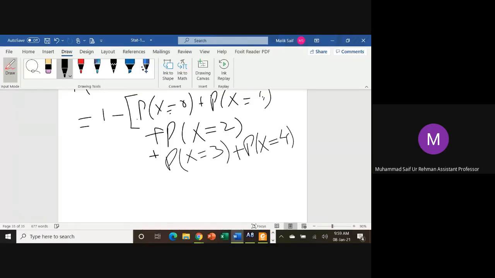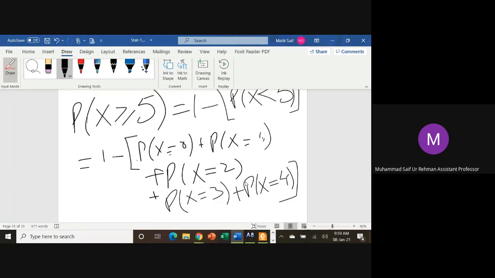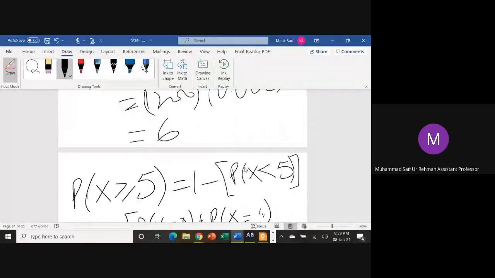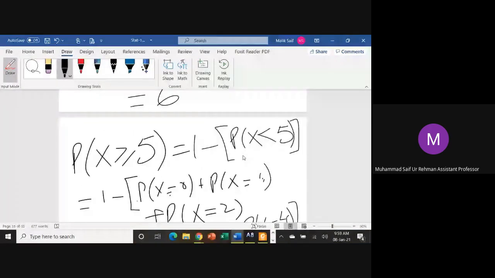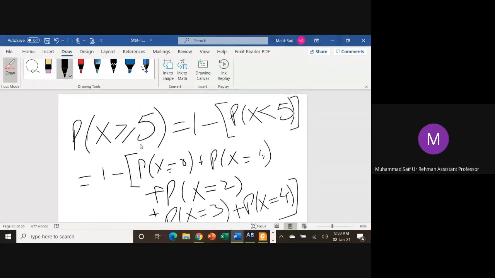For each term you will use the Poisson probability distribution formula, and you can take help of the probability distribution table. But if 0.005 is not there, that would not help you, so you will use your calculator. Calculate all these probabilities separately, add them, and subtract that answer from 1. You will have the answer for the required probability. So it is not difficult.